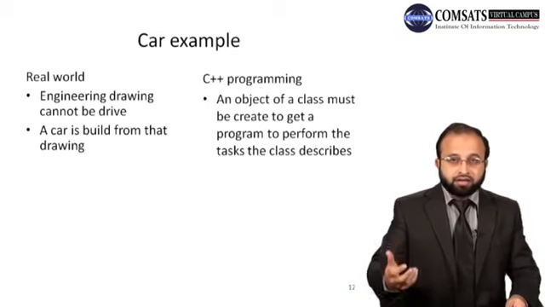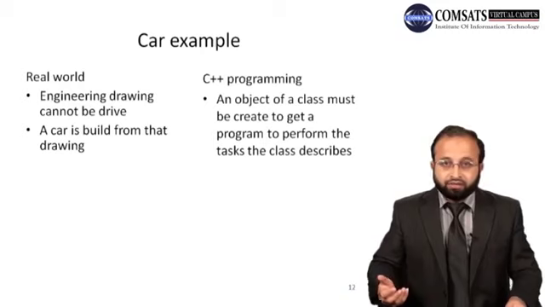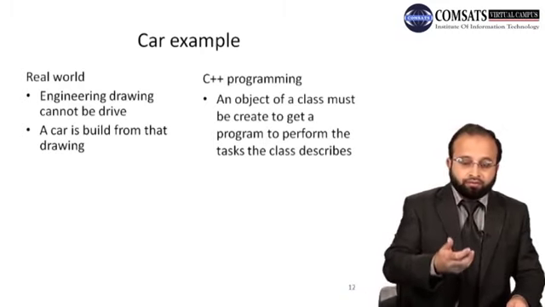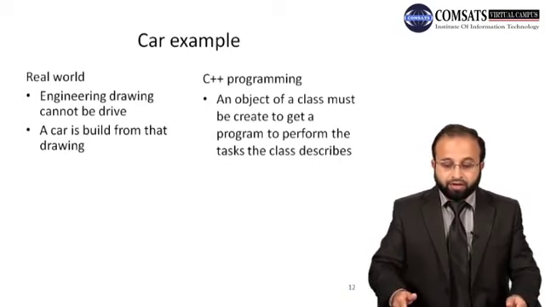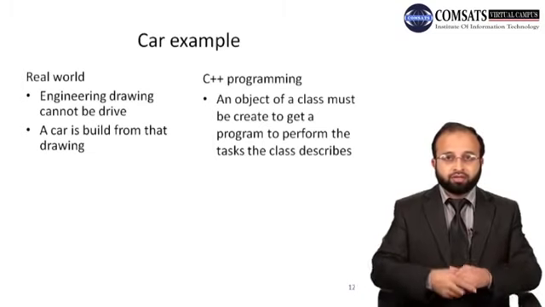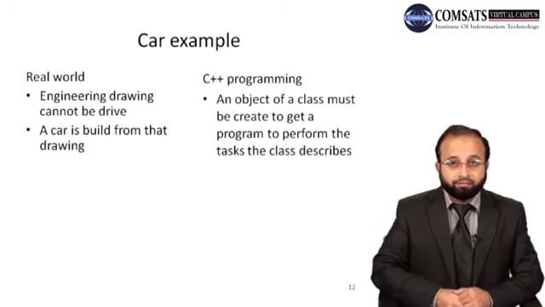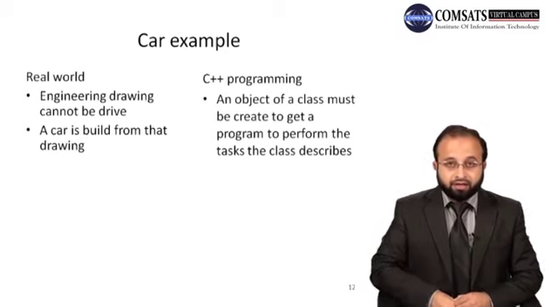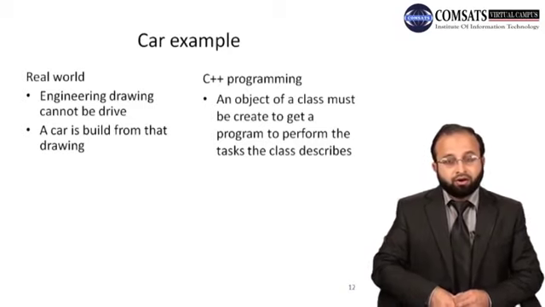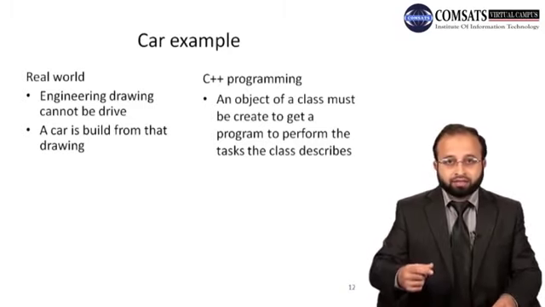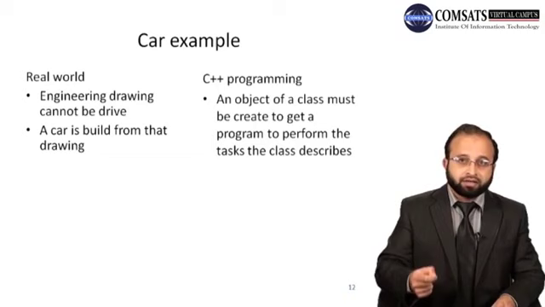So you can say that the car we have created with that engineering drawing is an object of the car engineering drawing, right? So an object of a class, because a class is a group of functions that shows what task a class performs. But actually, if you see in detail, in a programming language an object of a class must be created to get a program to perform the task the class describes. In order to show what kind of task the class should perform in the program, you have to create an object of that class.